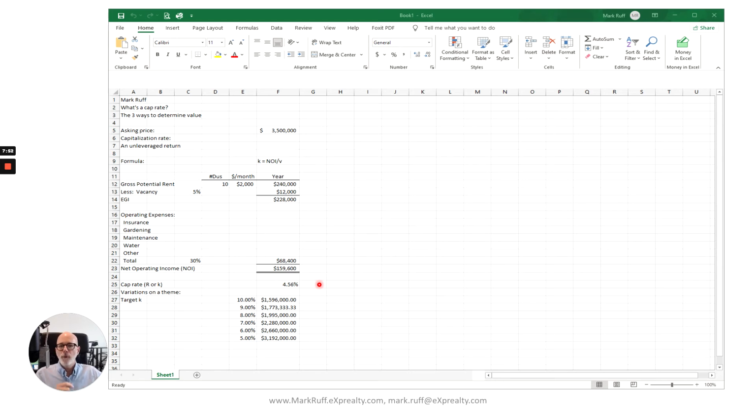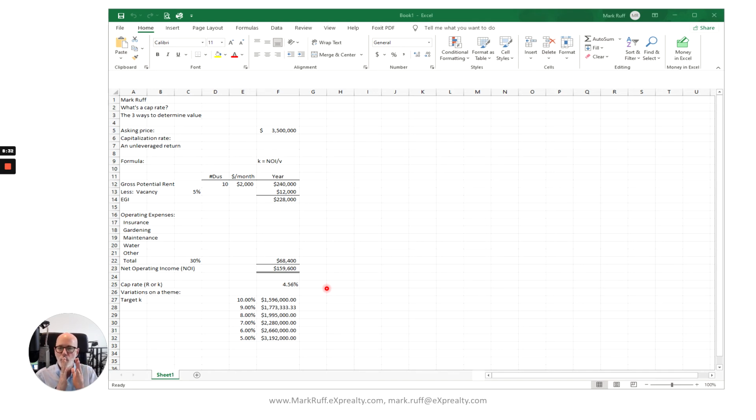That means that if I were to write a check for $3.5 million, at the end of the year, at the end of our 12-month hold period, we're going to have 159.6 left over from this 240 in rent. Okay? So if I wrote a check for $3.5 million, I would yield a 4.56% cap rate on that $3.5 million purchase. That's what a cap rate is. It's an unleveraged return. I write a check for the $3.5 million. At the end of the year, I'm going to yield a 4.56% cap rate. That's what a cap rate is.